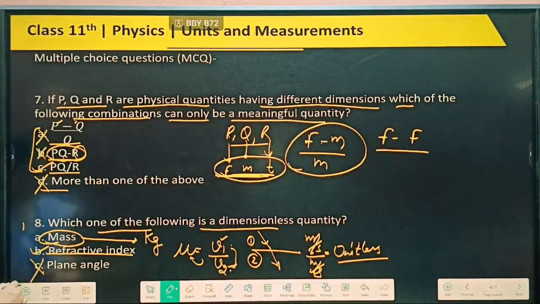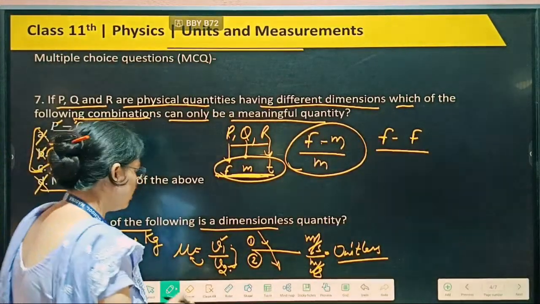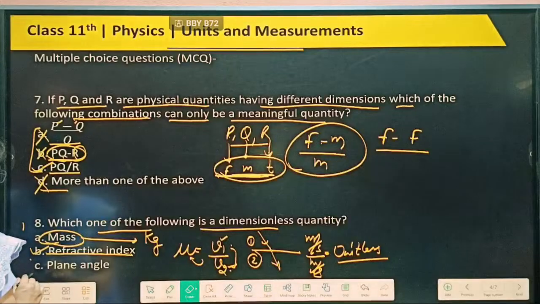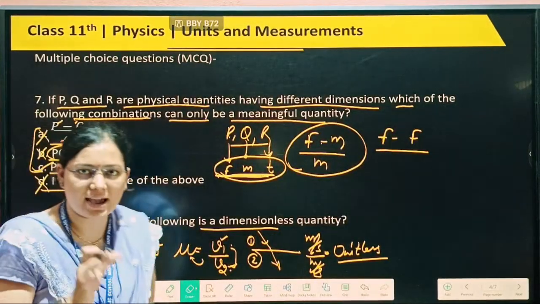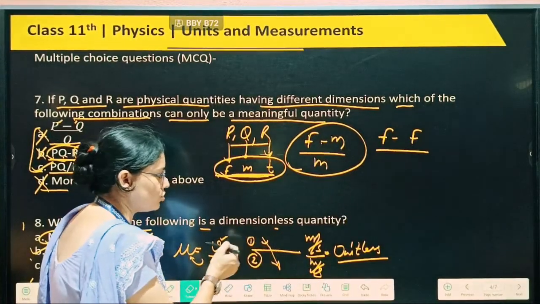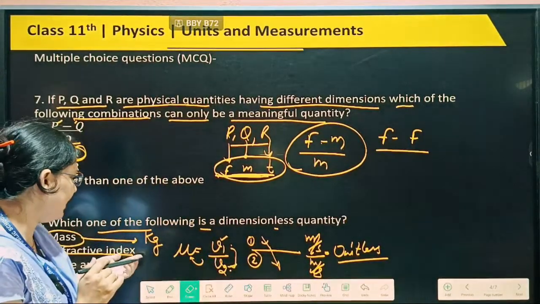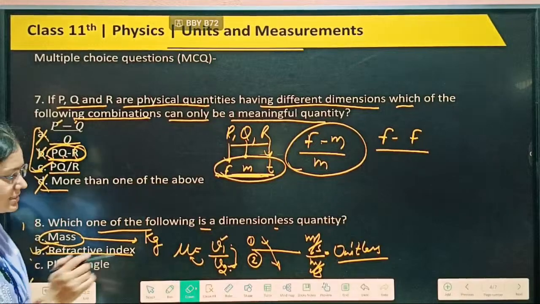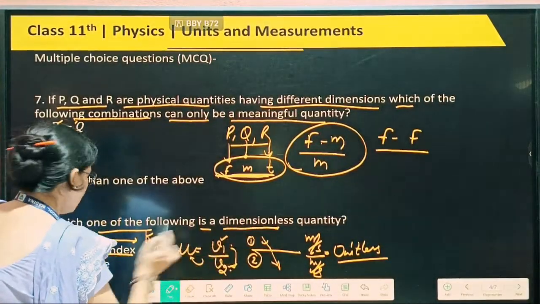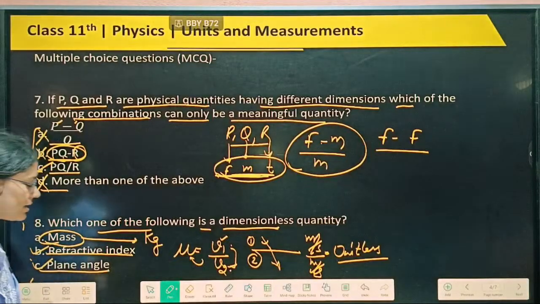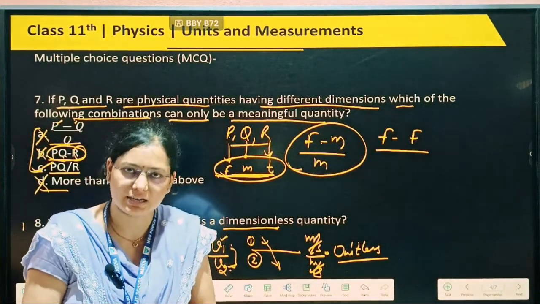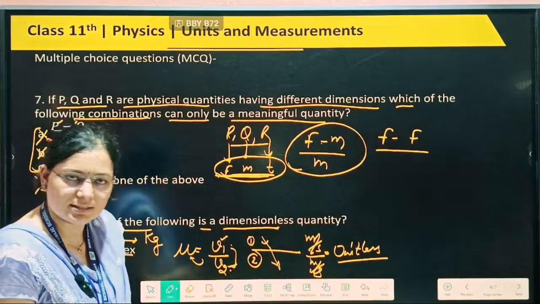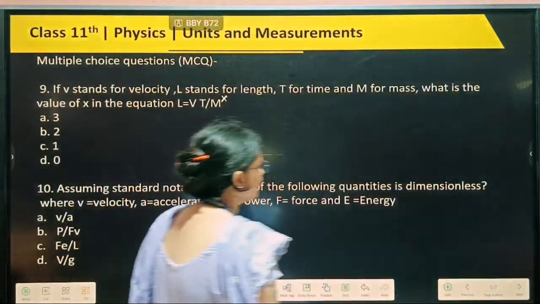So plane angle, is this one also wrong? No, not wrong. Plane angle, beta, I told you in your previous question that plane angle has a unit. Here given, beta, is dimensionless, not unitless. Okay, refractive index is unitless. Plane angle has a unit but is not dimensionless. Here asked is dimensionless. So plane angle also will be our right option. Both B and C will be our right option. Okay, plane angle has a unit but it is dimensionless. Clear? So now our next question.